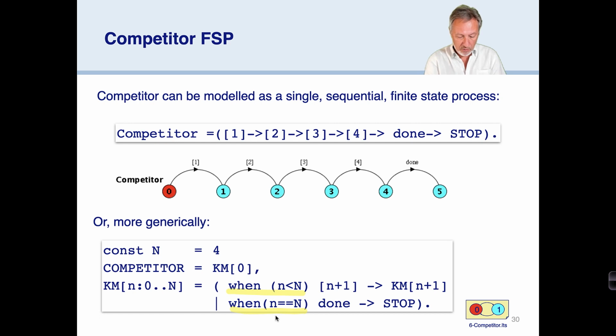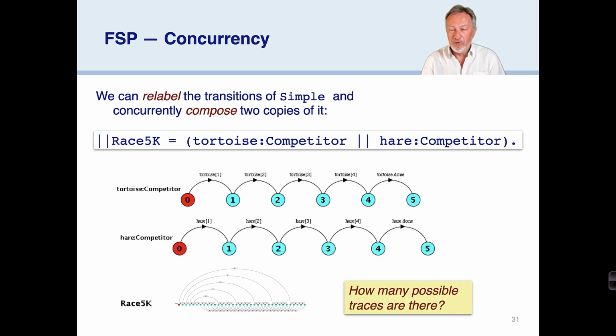Now, the interesting question is the following. We have two competitors, the tortoise and the hare, and we want to compose them together. So up until now, we've had non-determinism, but we had no concurrency. And this is where things get interesting. We have two finite state processes, and we want to compose them together.